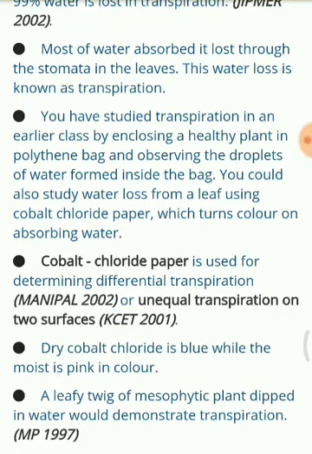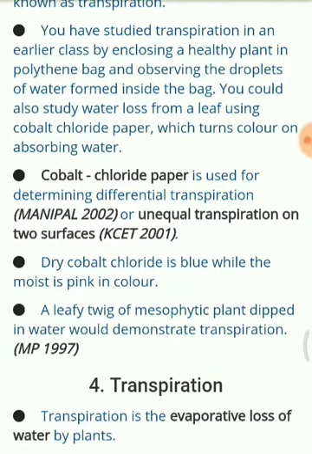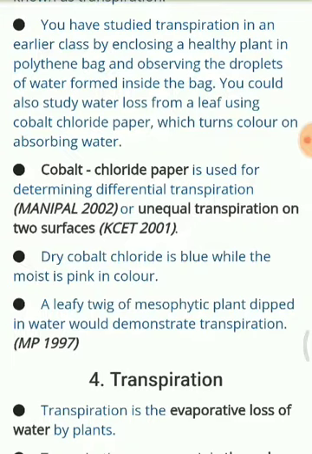You could also study the water loss from a leaf using cobalt chloride paper, which turns color on absorbing water. Cobalt chloride paper is used for determining differential transpiration, or unequal transpiration, on two surfaces. Dry cobalt chloride is blue, while the moist one is pink in color. A leafy twig of a mesophytic plant dipped in water would demonstrate transpiration.